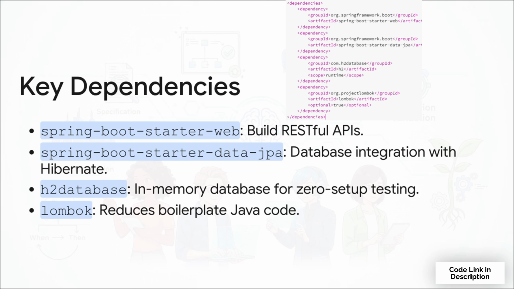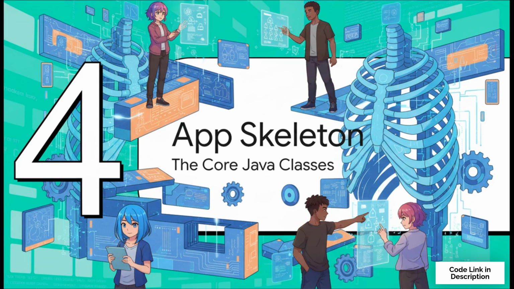And finally, my favorite, Lombok. This is an amazing utility that drastically reduces boilerplate code like getters and setters, which keeps our code so much cleaner and more readable. Okay, with our dependencies all lined up, we can now build the actual skeleton of our application. This means creating the main Java classes that will form the core of our service.